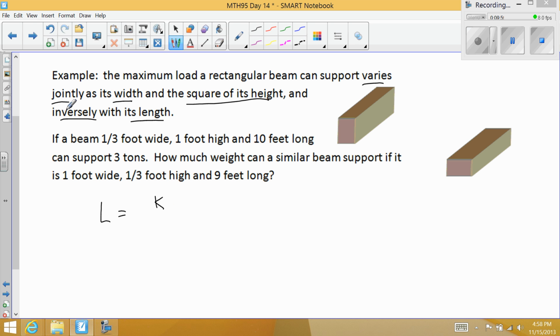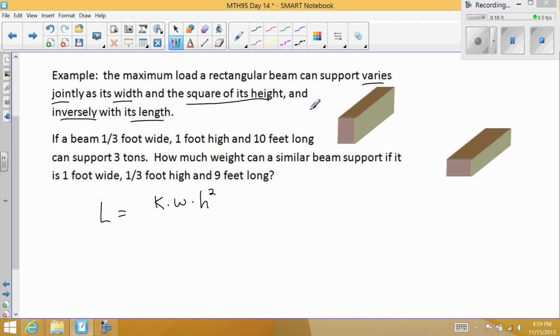Jointly, just directly with more than one variable. So with the width and the square of its height. So anything that varies directly or varies jointly goes up in the numerator with the k. So we're going to have k times the width and the square of the height, so h squared.